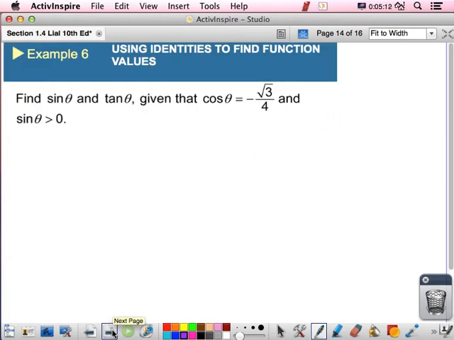So here's our next example. It says, find the sine of theta and the tangent of theta if we know that cosine is equal to negative square root of 3 over 4, and we know that sine is positive. So we'll pause for a second, let you jot that down and try to wrap your brain around it.